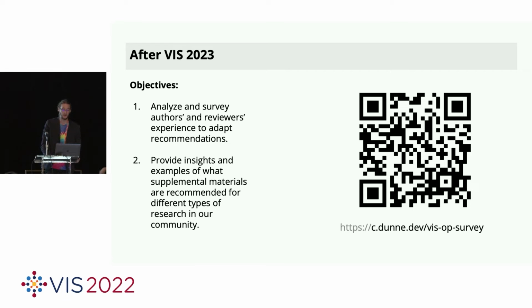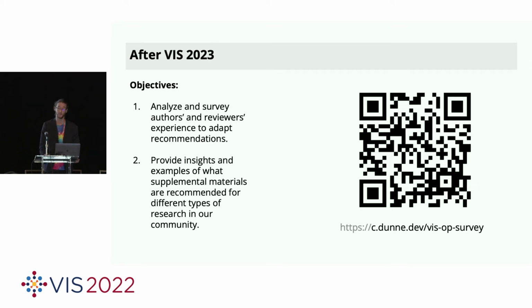After 2023, we plan to analyze and survey authors' and reviewers' experience so that we can adapt these recommendations. Basically, what we want to know is what people actually submitted in terms of supplemental materials, depending on what papers they also submitted, and how reviewers used that in their reviewing process, if they did. From that, we can provide insight and examples of what kind of supplemental materials could be recommended for different types of submissions in our community.